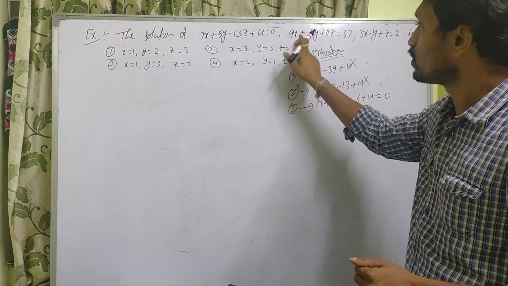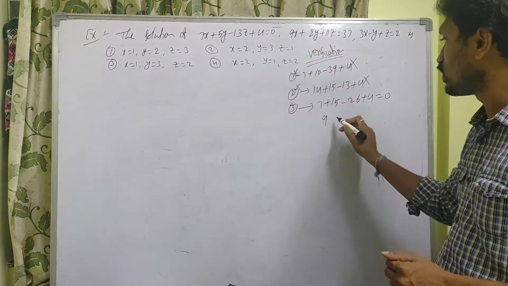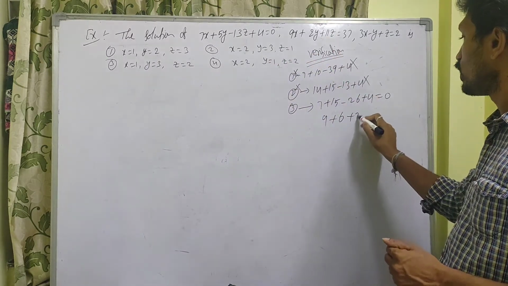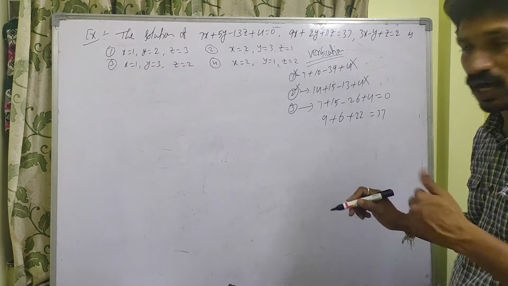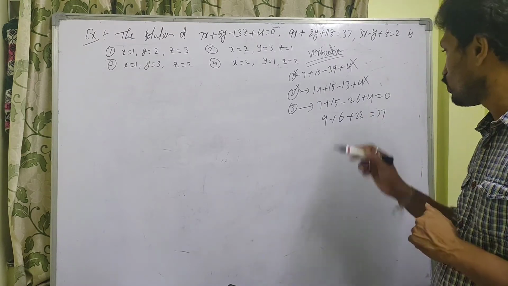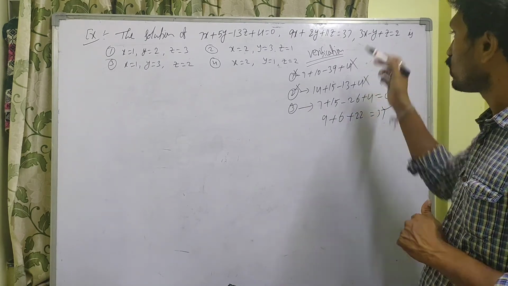So x is equal to 1, substitute here, that is 9. Next y is equal to 3, substitute here, 2 3s are 6. And z is equal to 2, substitute here, 11 2s are 22. Is it equal to 37? Once you check it, 22 plus 6, that is 28. 28 plus 9, 37. So right option.